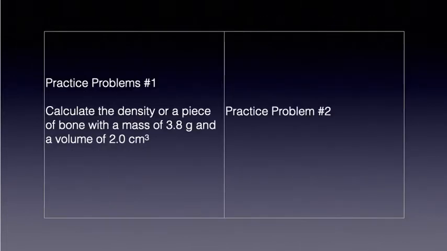So let's look at some practice problems. Calculate the density of a piece of bone with a mass of 3.8 grams and a volume of 2.0 cubic centimeters. We're going to start out by writing the equation and then filling it in.